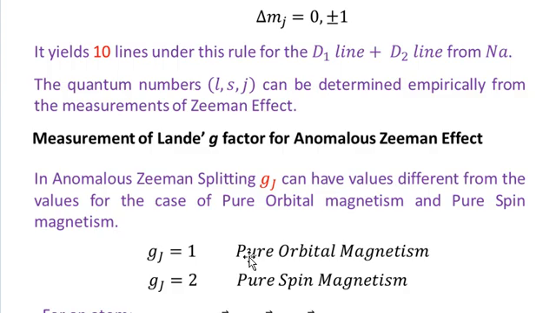Now the next thing that we are going to do is to see how the measurement of Lande g factor for the anomalous Zeeman effect is given, or what is the expression for the Lande g factor, so that we can theoretically find out the value of g, which also matches with that of the empirical calculations from the spectroscopic data.